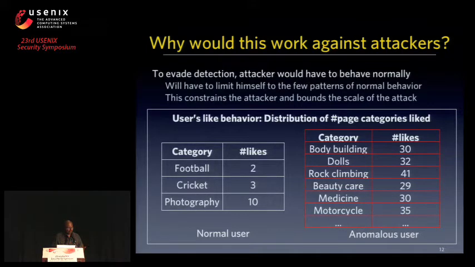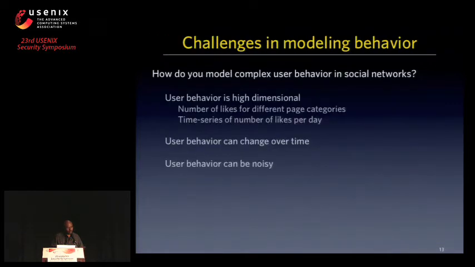So now that we understand how this would work against the attacker, we still have a hard challenge, which is how do we model user behavior in a social network? User behavior can be high dimensional depending on how you define it. If you're defining it as the number of likes over several page categories, where each page category is a single dimension, you have high dimensional data. This behavior can change over time, and it could also be quite noisy. So how do we do this? This is where a tool like PCA comes in very handy.